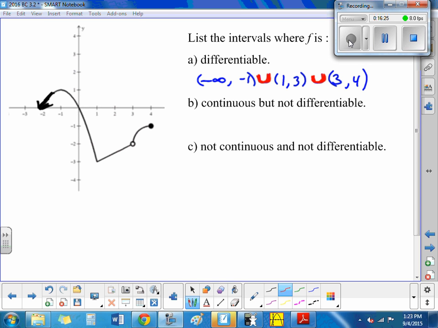Continuous but not differentiable. That's a little bit easier to do. So, yeah, let's talk about the end bracket here. Some people would put a rounded one, some people would put a square one. Okay? I'm not going to be too picky on it.